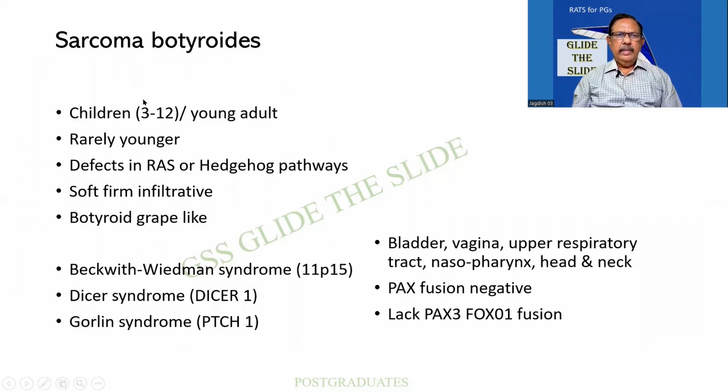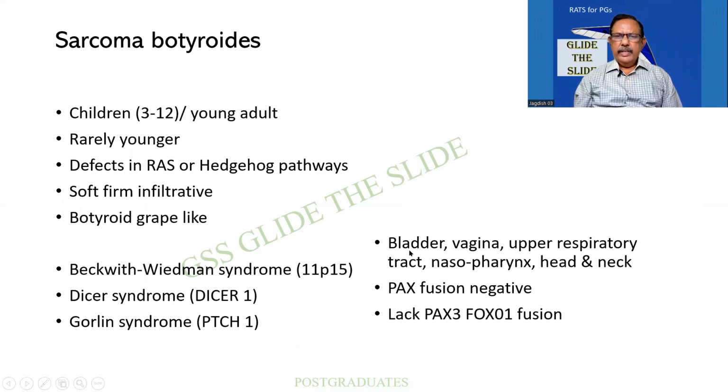It commonly occurs in children 3 to 12 years of age, rarely younger. But rhabdomyosarcoma can occur at an older age, 50, 60 years, etc. There can be defects in the RAS and Hedgehog pathways. It is a soft to firm infiltrative lesion. And as I told you, grape-like clusters is a classical histology. Beckwith-Wiedemann syndrome can have a defect in chromosome 11p15. Also DICER1 syndrome and Gorlin syndrome, PTCH1. These are all the genetic defects that are probable.